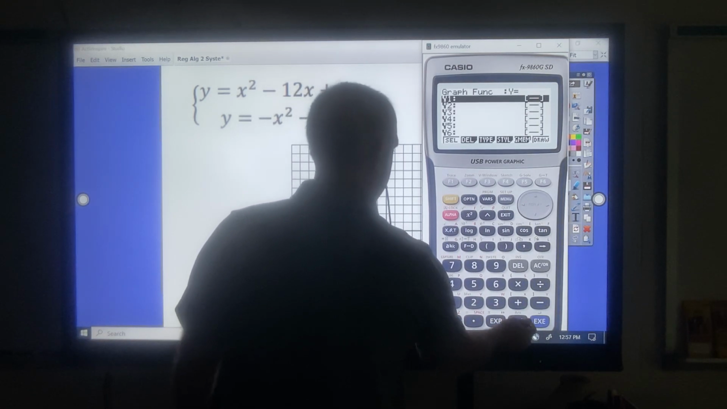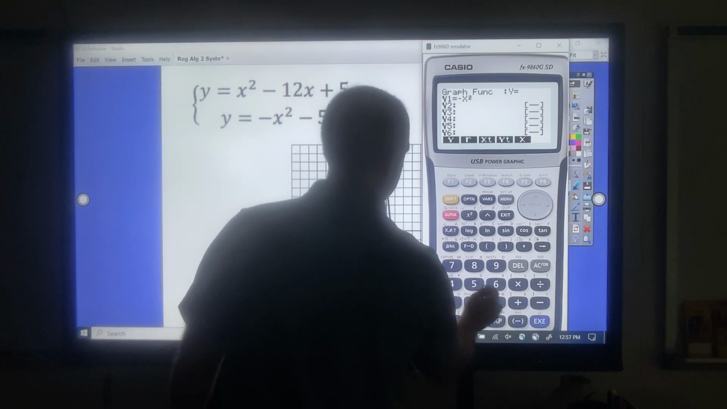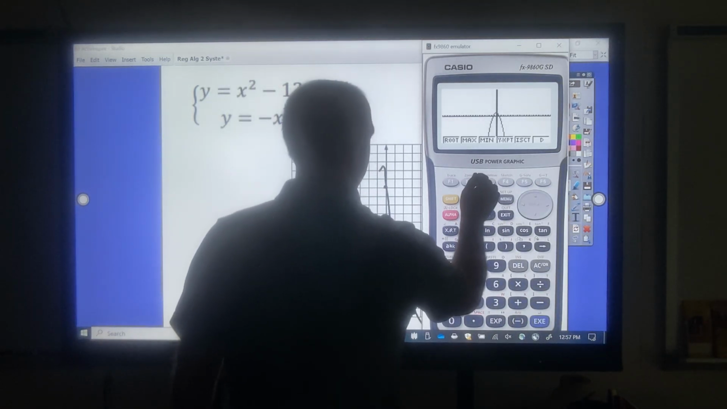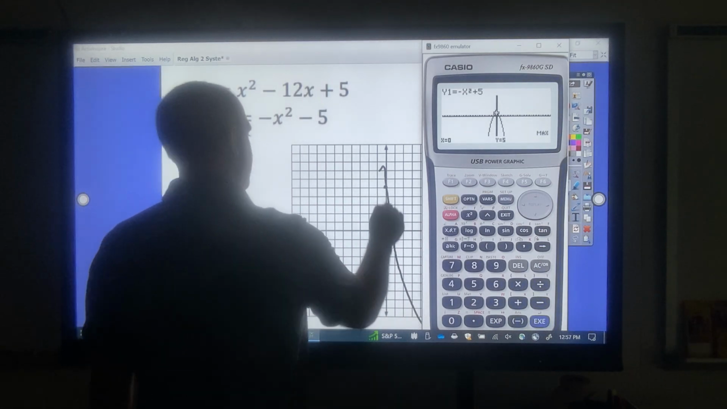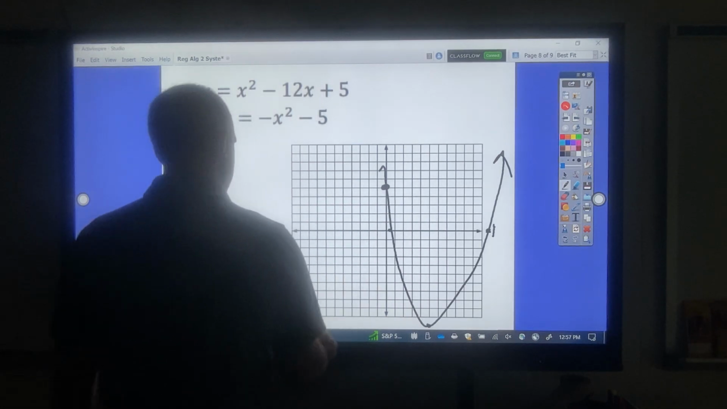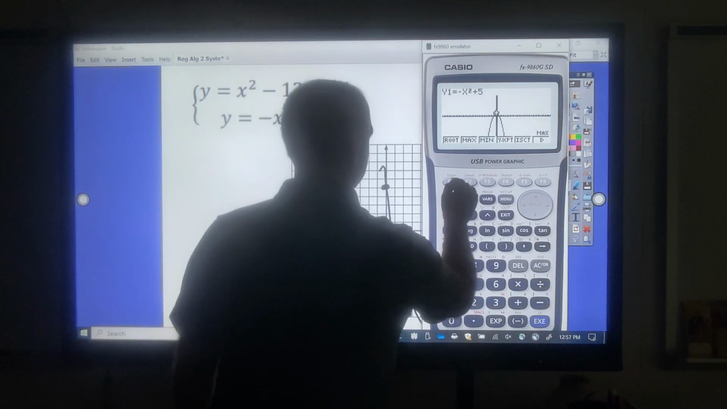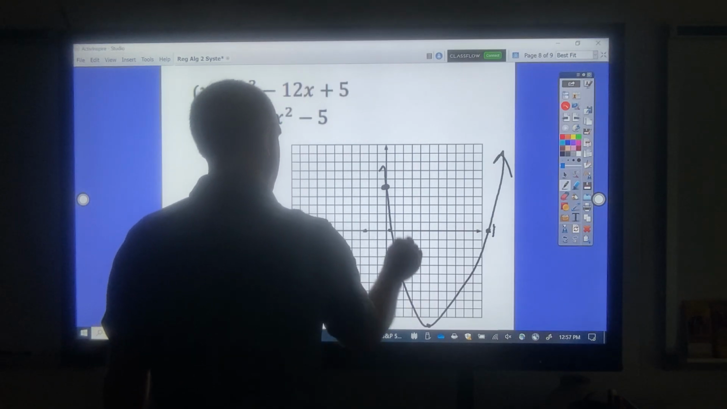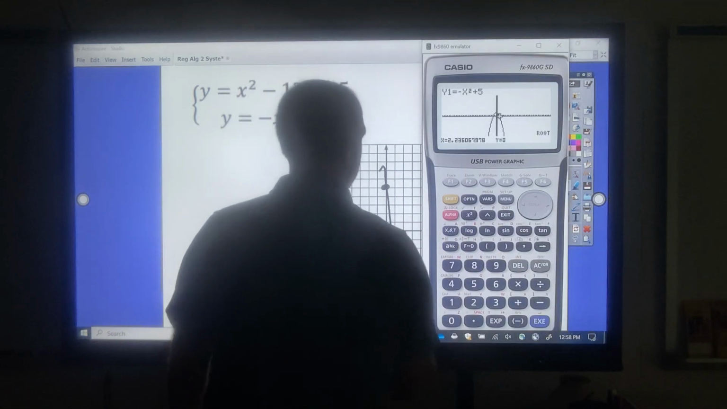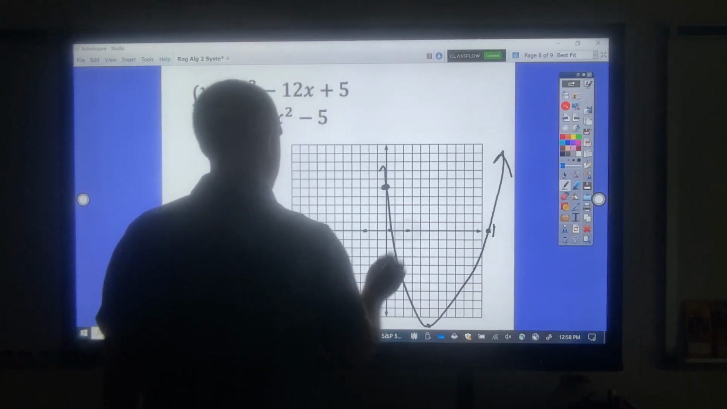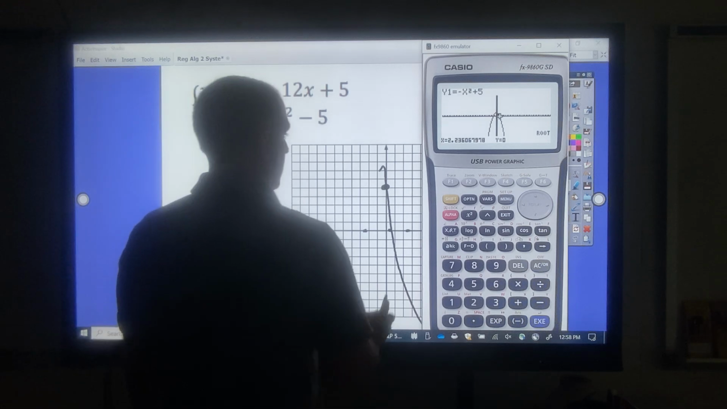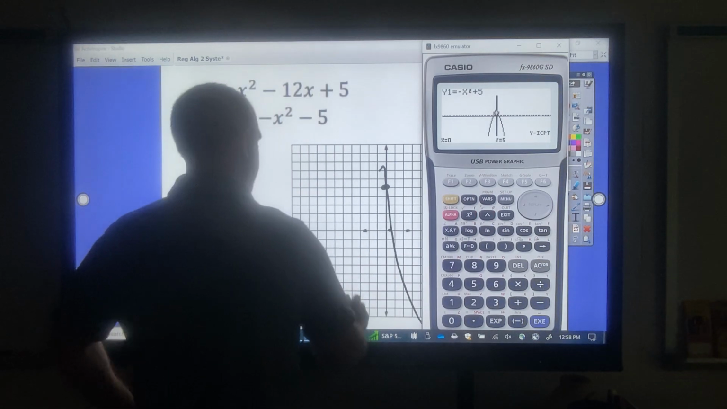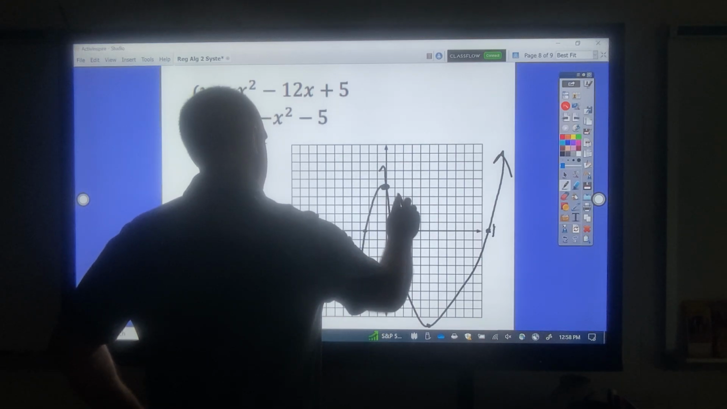Then I'm going to do negative x squared plus 5. Draw. G-Solve maximum, 0, 5. Then G-Solve root, negative 2.23, and then I hit over, 2.23. G-Solve y-intercept, I already have that at 0, 5. So here's my other graph.